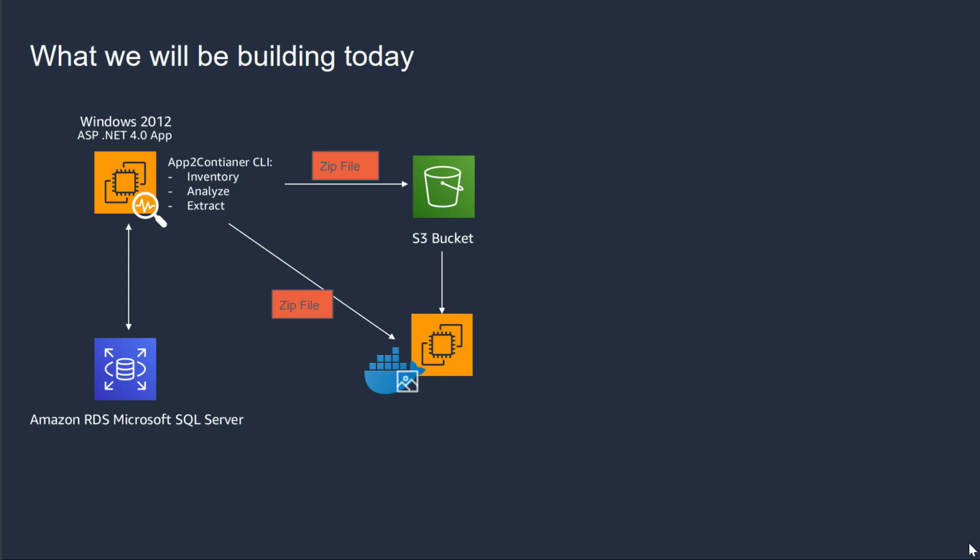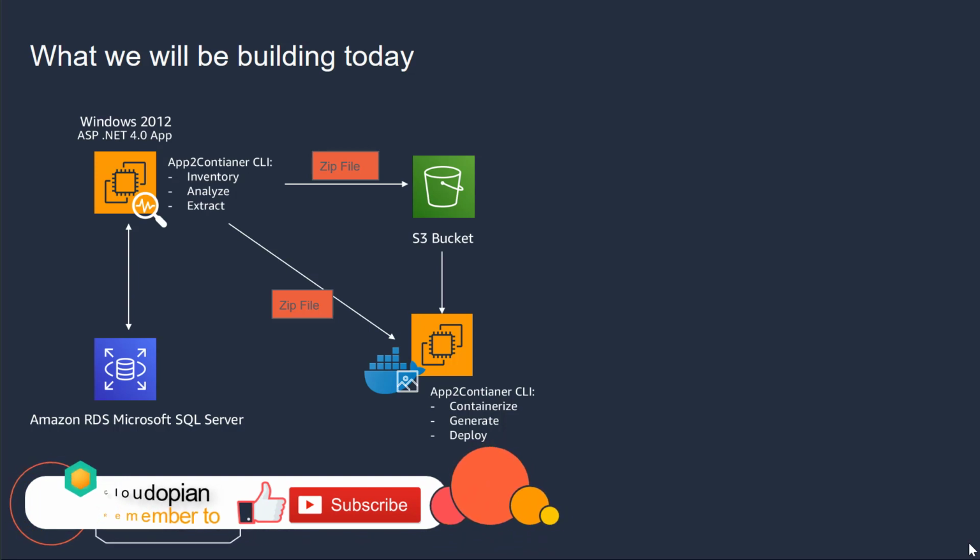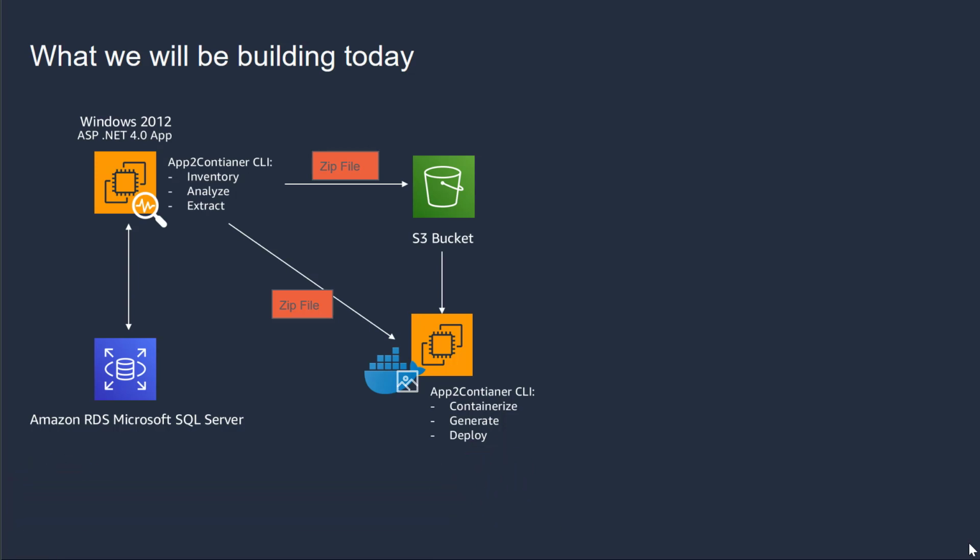And then I'm going to run a few other commands that includes containerizing of the application and generating the artifacts that allows me to deploy this container into AWS. As part of this process, you can take the image that this generates. App2Container is a free tool. You can use the image that it generates to deploy it on any other container environment. Maybe you want to deploy on premises or maybe in Azure. It's completely up to you.